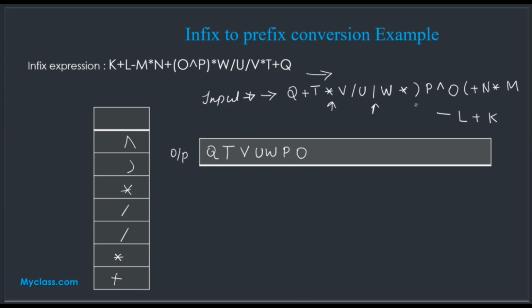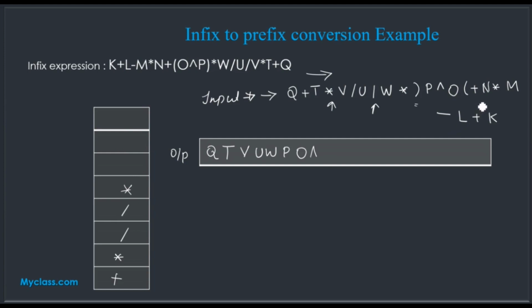Now an opening bracket came. When an opening bracket comes, we want to pop all the elements until we find the closing bracket in the stack. There is only one operator in between, so we are popping this exponential and ignoring the brackets. So the stack no longer contains these two. Okay, now we have reached here.